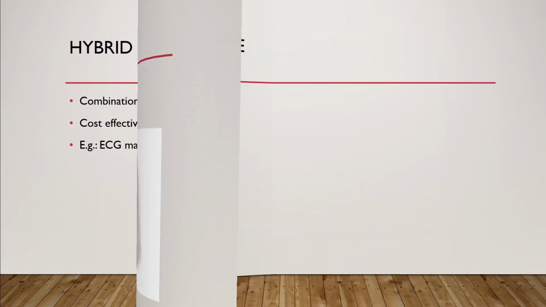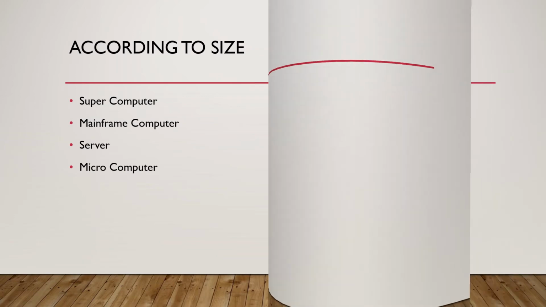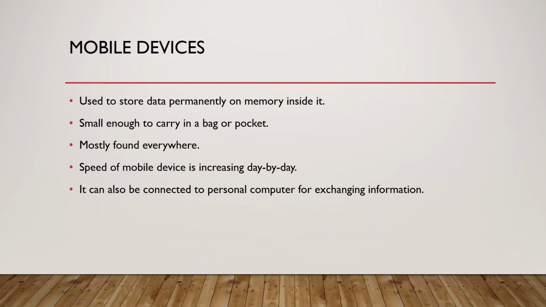Next is the classification according to size, that is the supercomputer, mainframe computer, server and microcomputer, which you have seen in the previous video. And then the mobile devices. What is a mobile device? It is used to store data permanently on memory inside it. That means it can store data permanently inside the mobile device, or it can store it in a memory card. A memory card will be placed inside our mobile devices.